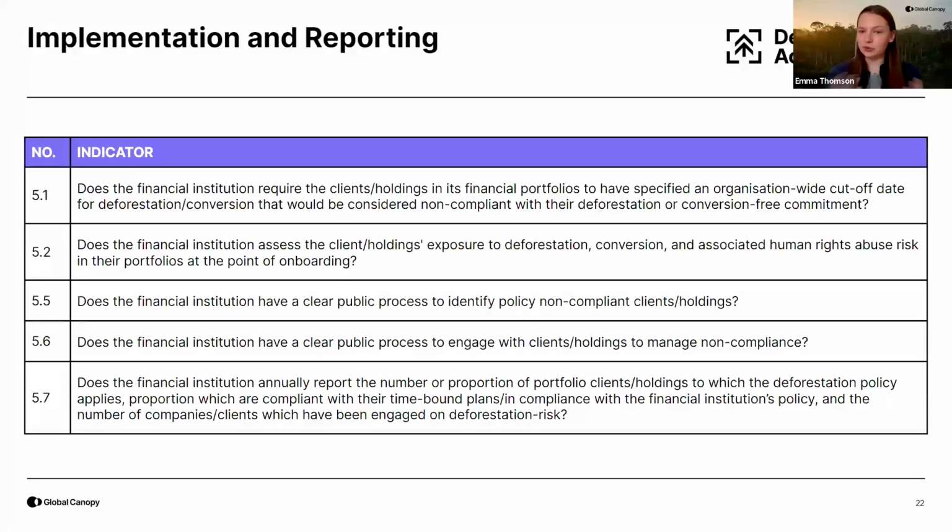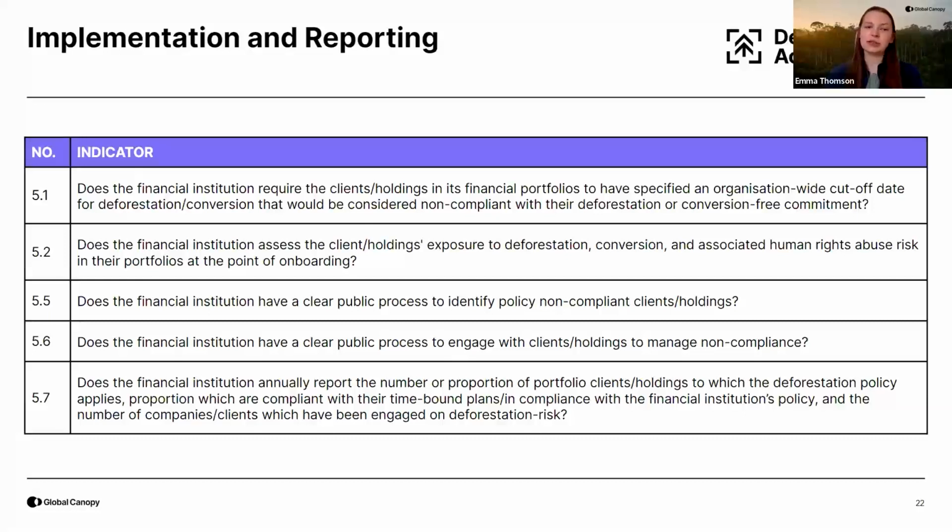In the implementation and reporting section, which is the final section of our methodology and I think is now the longest section of our methodology, I just wanted to run through 5 of the indicators with you. So the first is whether the institution requires clients or holdings in financial portfolios to have specified an organization-wide cutoff date for deforestation or conversion that would then be considered non-compliant with any commitments they have to be deforestation or conversion free. Ideally, that would be a cutoff date of 2020 or earlier, in line with the new EU due diligence legislation that Sarah mentioned earlier.